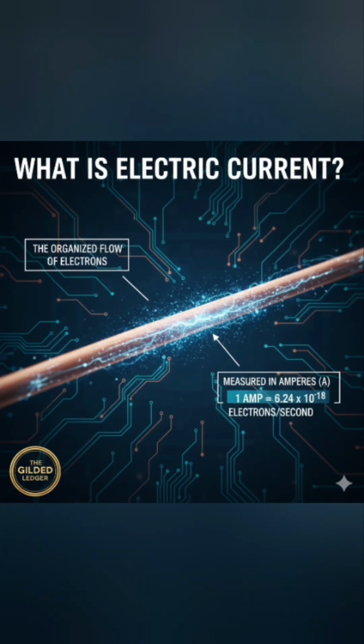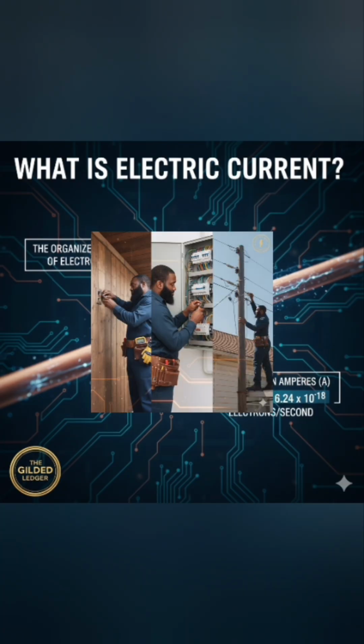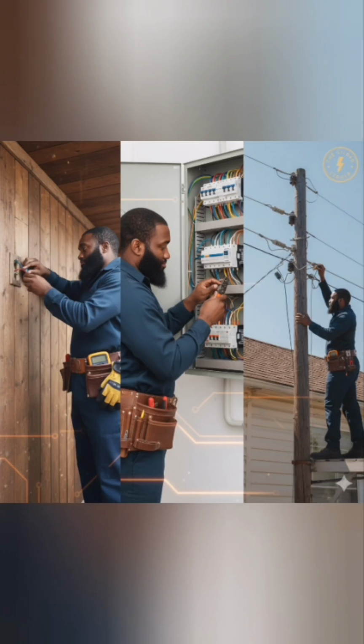The Gilded Ledger application and why it matters. Now, why does knowing this foundational science matter for the Gilded Ledger? Because every single connection I make, every circuit I design, whether it's powering a remote building or setting up a digital office, relies on this exact principle. Understanding the why behind the how gives you an unparalleled advantage whether you're an aspiring electrician, a smart homeowner, or someone looking to invest wisely in the future of energy. This isn't just a theory, it's the invisible force driving our economy.